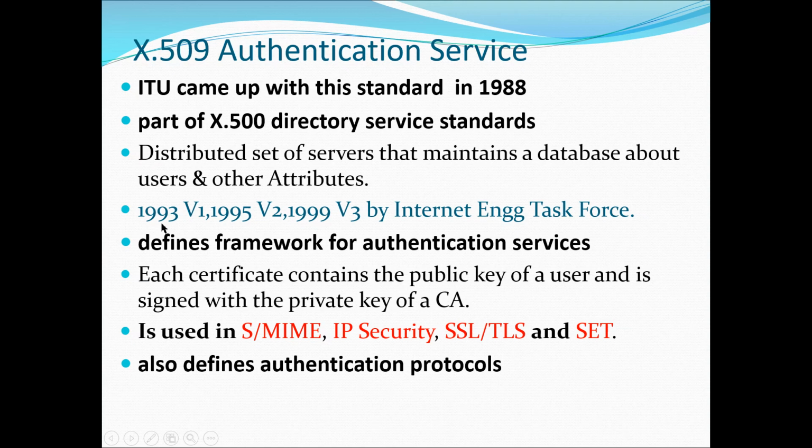Okay, so basically it is one kind of a protocol structure, and it has three versions. In 1993 version 1 was acquired by the IETF, that is the Internet Engineering Task Force. 1993 there is version 1, 1995 version 2, and 1998 version 3. Okay, so version 3 is the latest one. So it defines the framework for authentication services. These are the various versions which are used to define the framework for authentication services.